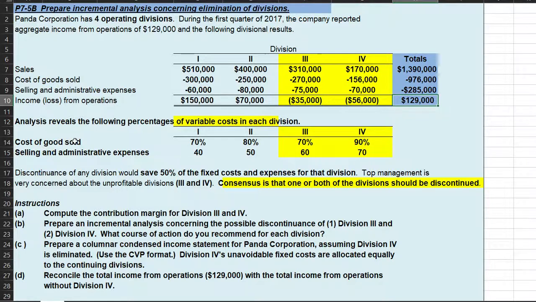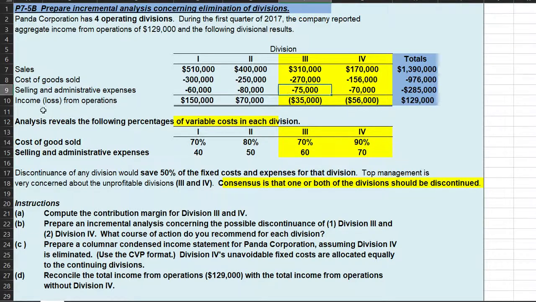We have cost of goods sold, and selling and administrative expenses, and you will notice the breakdown for those 2 categories. Variable cost in each division is represented by each of these percentages. Let's just focus on Division 3 and Division 4 at the moment. You will notice that Division 3, 70% of its total cost of goods sold is represented by variable cost, which means the remaining 30% would be fixed cost.